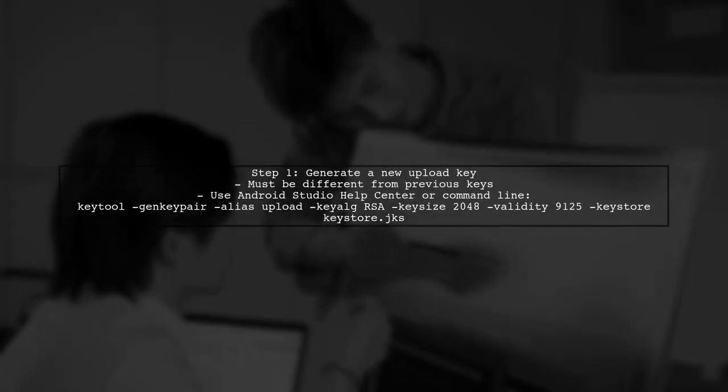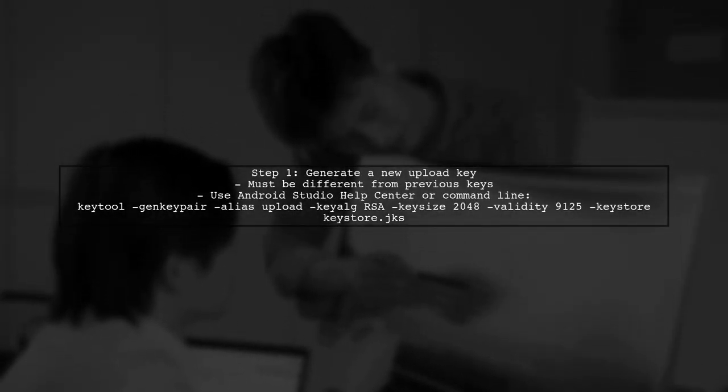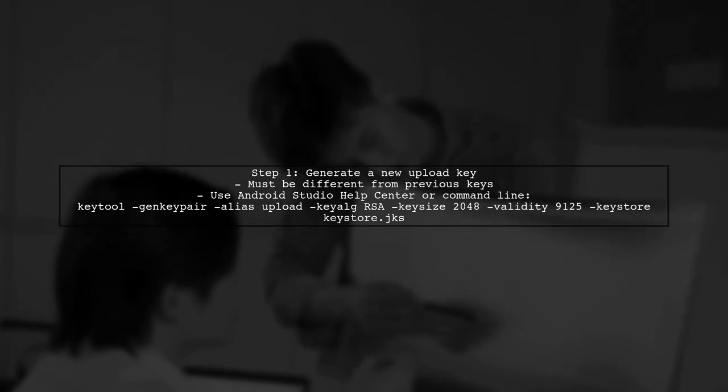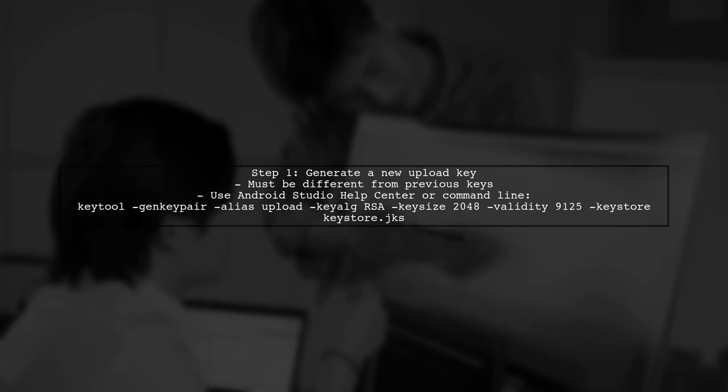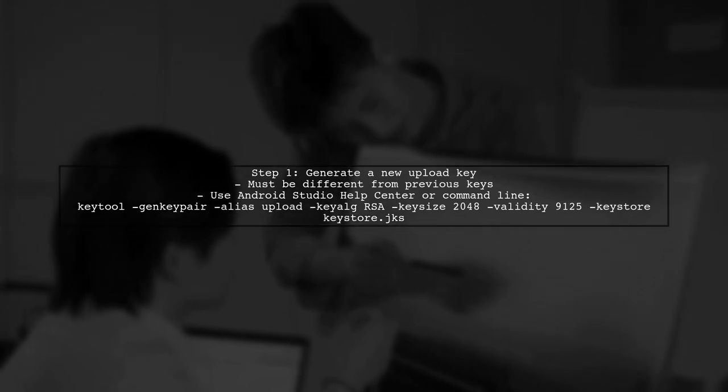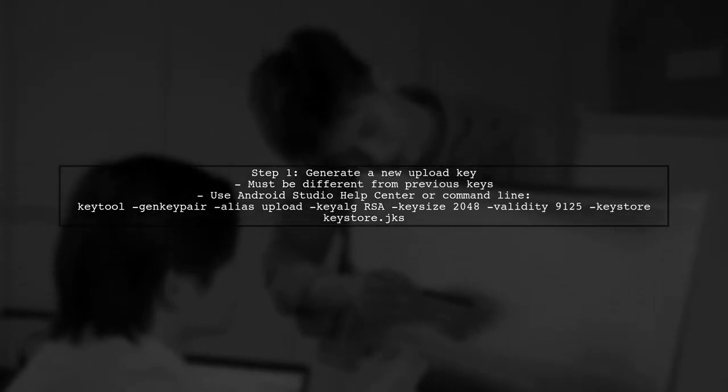To sign your APK with a new upload key from Google Play, first, generate a new key. It must be different from any previous keys. Make sure the key is a 2048-bit RSA key with a validity of 25 years.